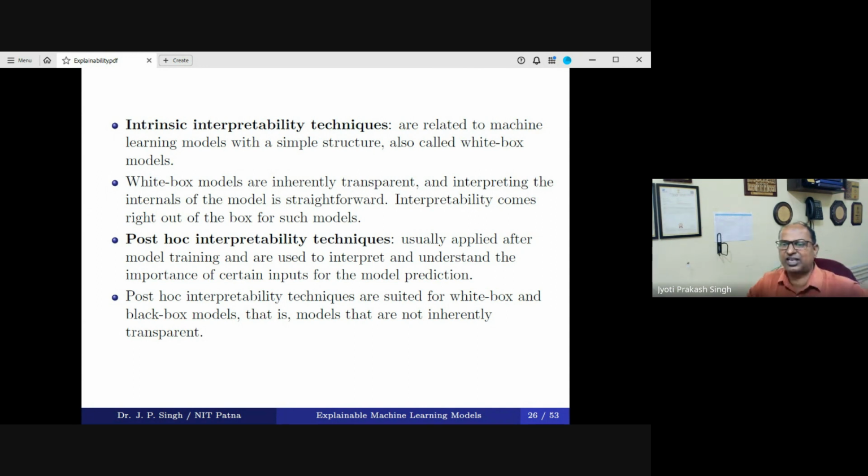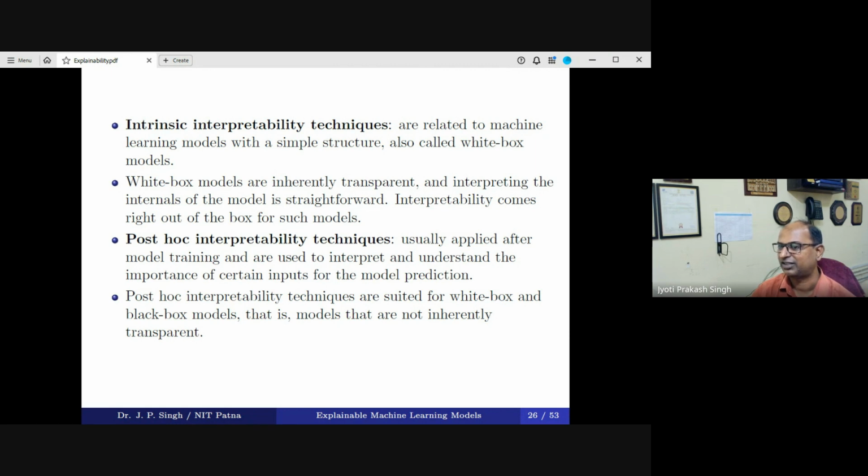So there are some machine learning models which are inherently interpretable, for example linear regression, logistic regression, decision tree. These models are intrinsically white box. You know how they are working, and you can tell on what basis they have come to a decision. The interpretability technique used there is called intrinsic interpretability. The model itself is interpretable.